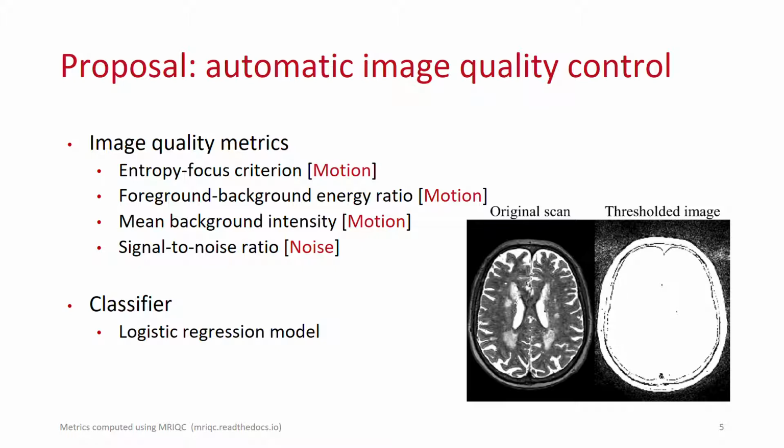So let's talk about each one of the steps now. First step, automatic image quality control. We use four quality metrics that evaluate motion and noise and that we computed using MRIQC. First, the entropy focus criterion, which evaluates ghosting and motion artifacts. Then the foreground-background energy ratio and the mean background intensity, which evaluate the signal in the background area. And also the signal-to-noise ratio. After computing all these features for each one of the input images, we classify them according to a logistic regression model.